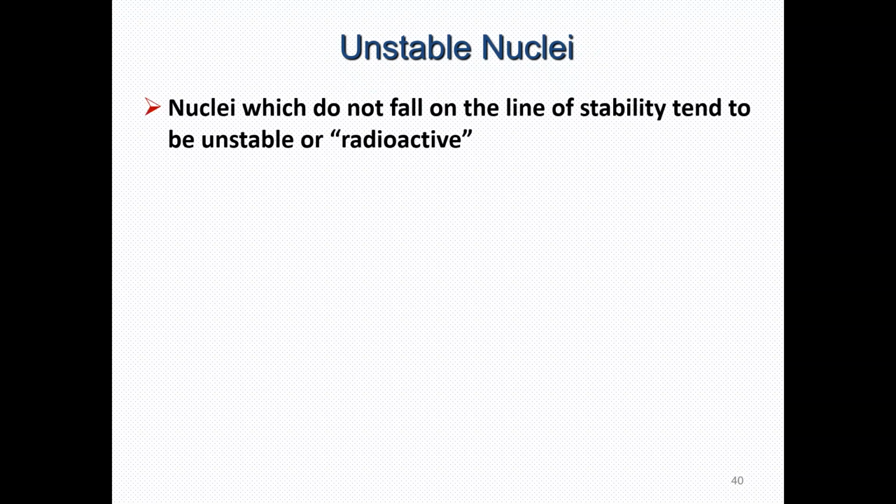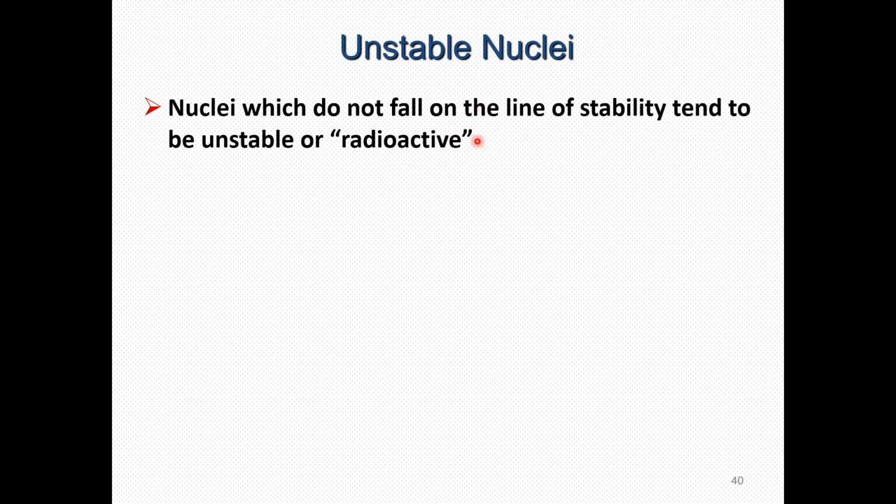So now you are familiar with the stable nuclei. Now you should also know a bit about the unstable nuclei. So what is meant by the unstable nuclei? It is basically the nuclei which do not fall on the line of stability, which tend to be unstable or radioactive. Let me clarify it again.